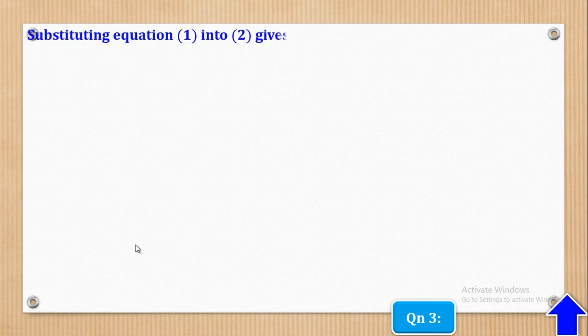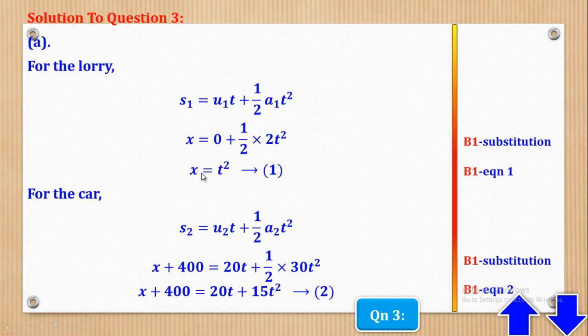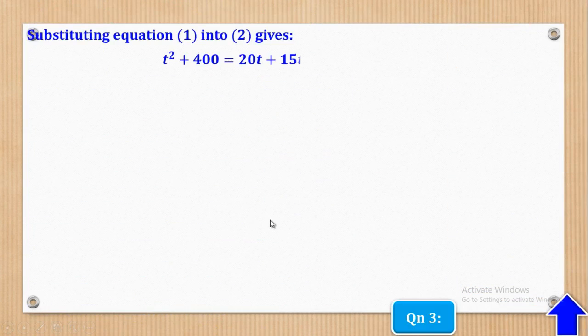So what we are going to do is substitute equation 1 into equation 2. Now equation 1 was X equal to T squared, and equation 2 was X plus 400 equal to 20T plus 15T squared. Where there is X in equation 2, we are going to replace it with T squared. So you come up with T squared plus 400 being equal to 20T plus 15T squared. And when we simplify, we shall come up with a quadratic in terms of T, which is 14T squared plus 20T minus 400 equal to 0.